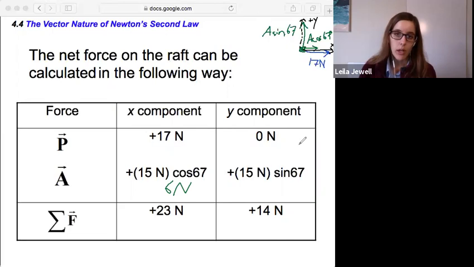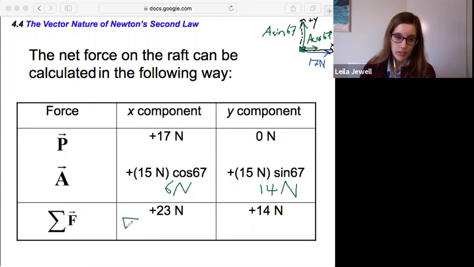Similarly, the y components we can add up. Well, P doesn't have a y component, right? It's purely in the x direction, so it doesn't contribute anything in the y. But it does have a y component in vector A, of the wind's push. And so you can mathematically calculate this. You'll find it's 14 newtons. So if you add 14 to 0, you get 14 newtons. So this tells us the net force in the x and y direction.